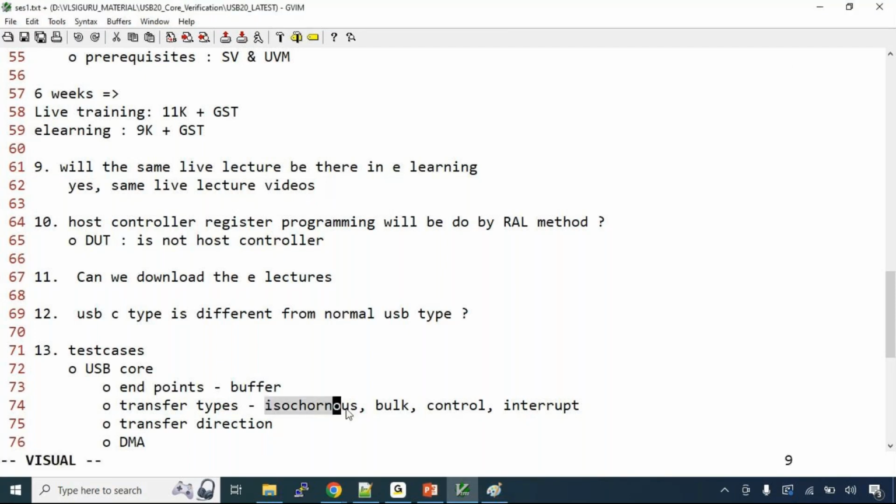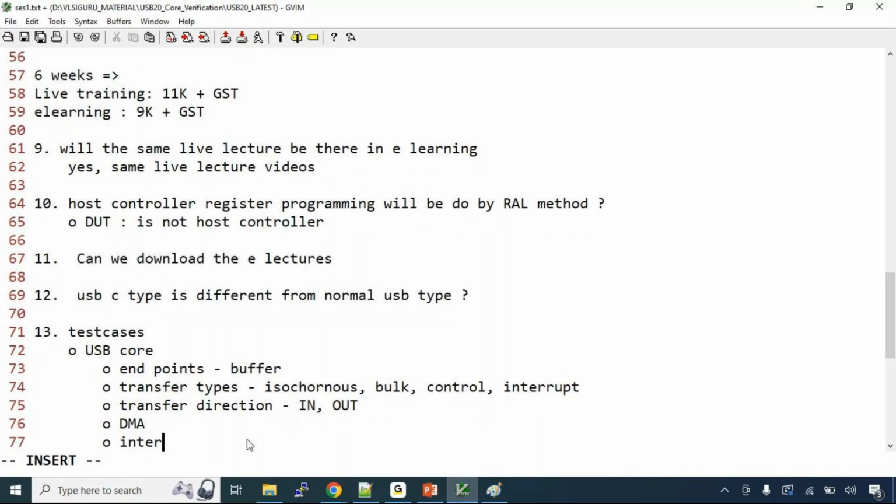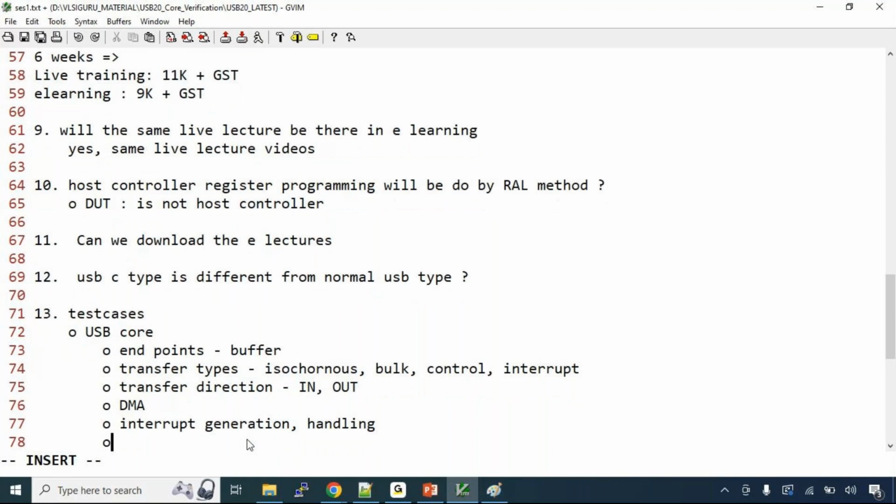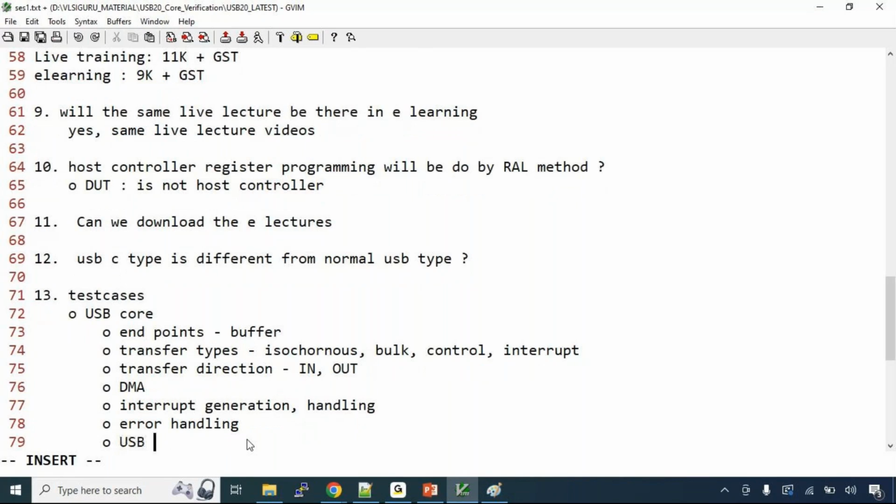Doing isochronous types of transfers, isochronous in transfer, out transfer, bulk in transfer, bulk out transfer, control transfers, interrupt transfers, and different types of buffers. Then the test cases targeted for interrupt generation and interrupt handling, error scenarios, error handling, and USB suspend and resume. These kinds of things will be focused on in the test cases.